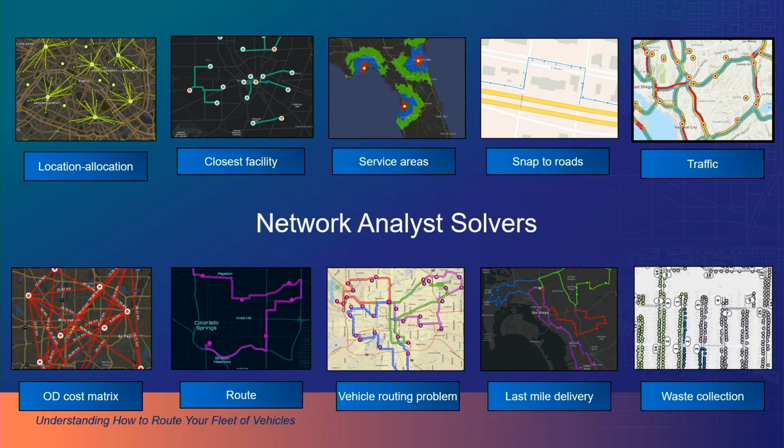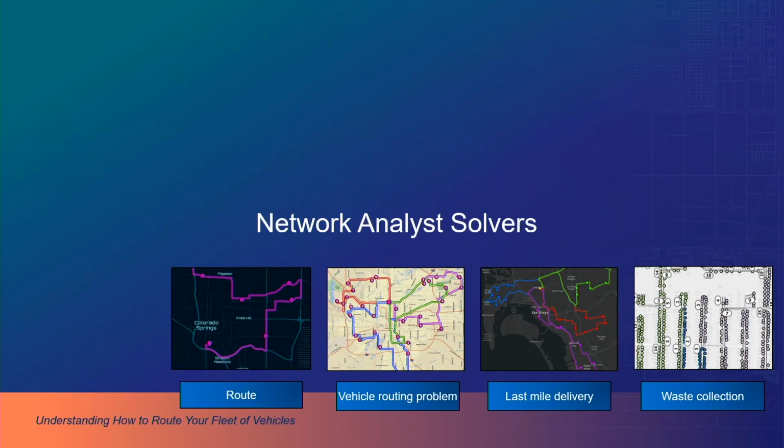So the Network Analyst capabilities are expanding. We have capabilities such as location allocation to help decide what facility to select, or service area to see how far you can travel from a store by foot or maybe driving. We also have some newer capabilities such as taking the route GPS tracks and finding the route along our street network that the driver actually took. But today we're going to focus on just 4 of them: route, vehicle routing problem, last mile delivery, and waste collection. These 4 are tied together in that they're all able to do fleet routing.